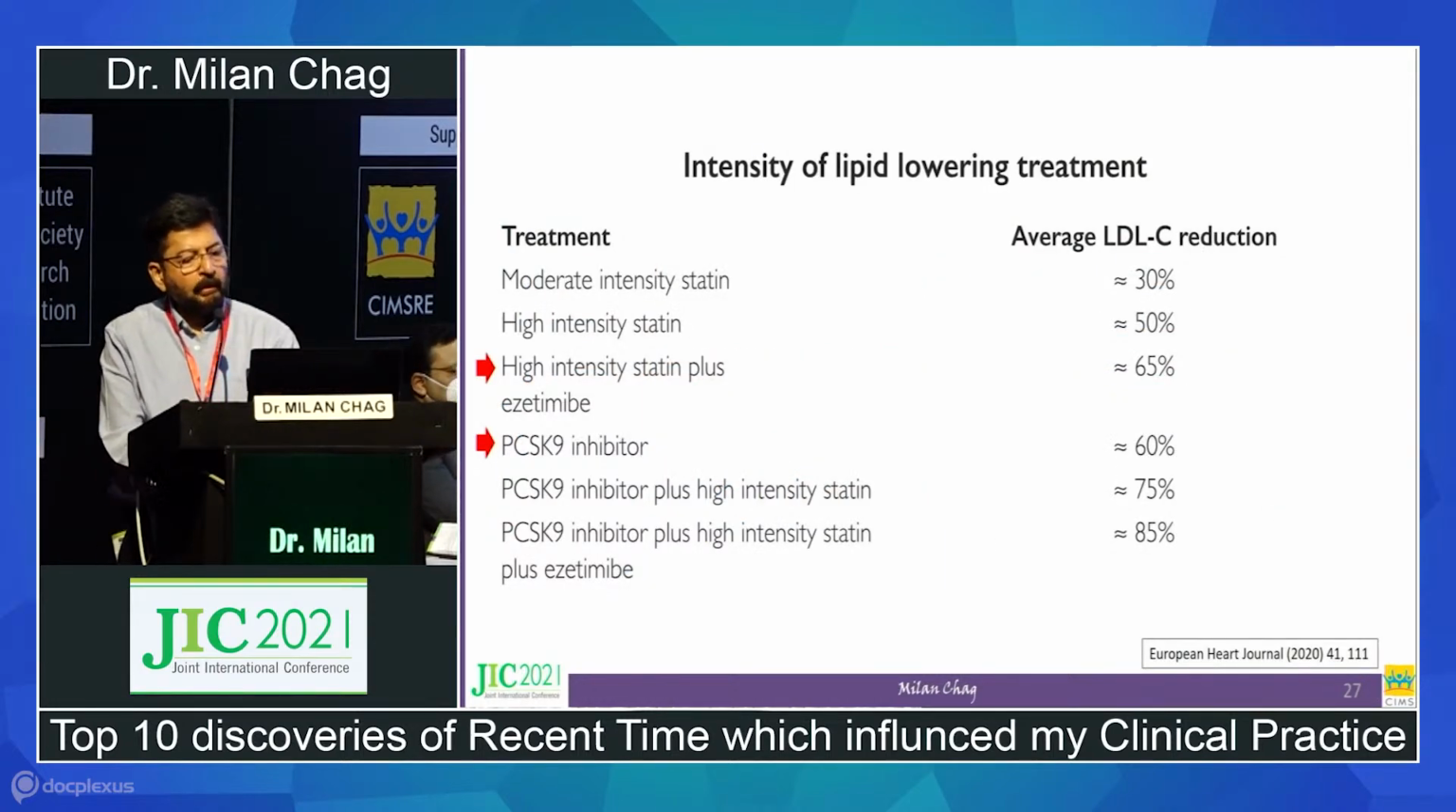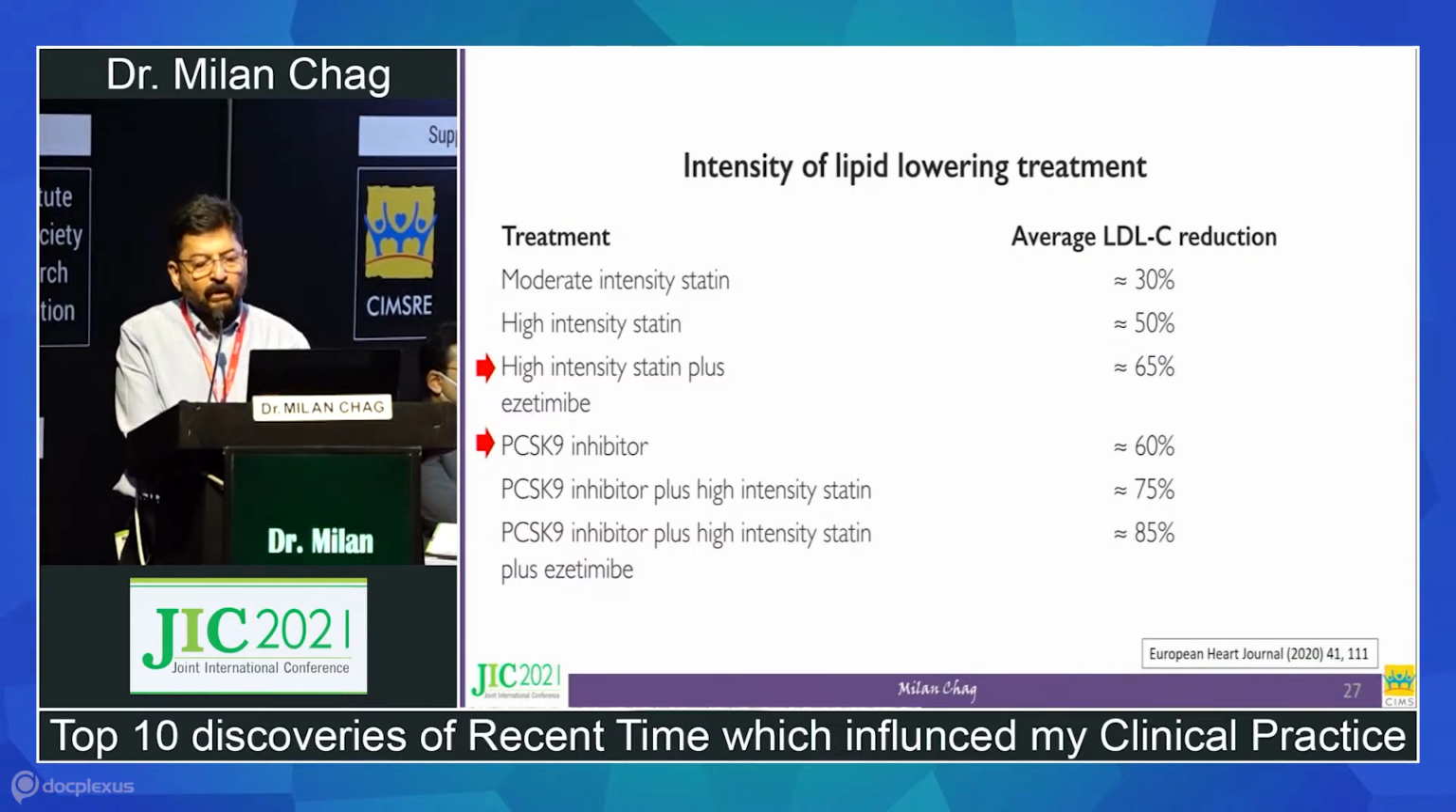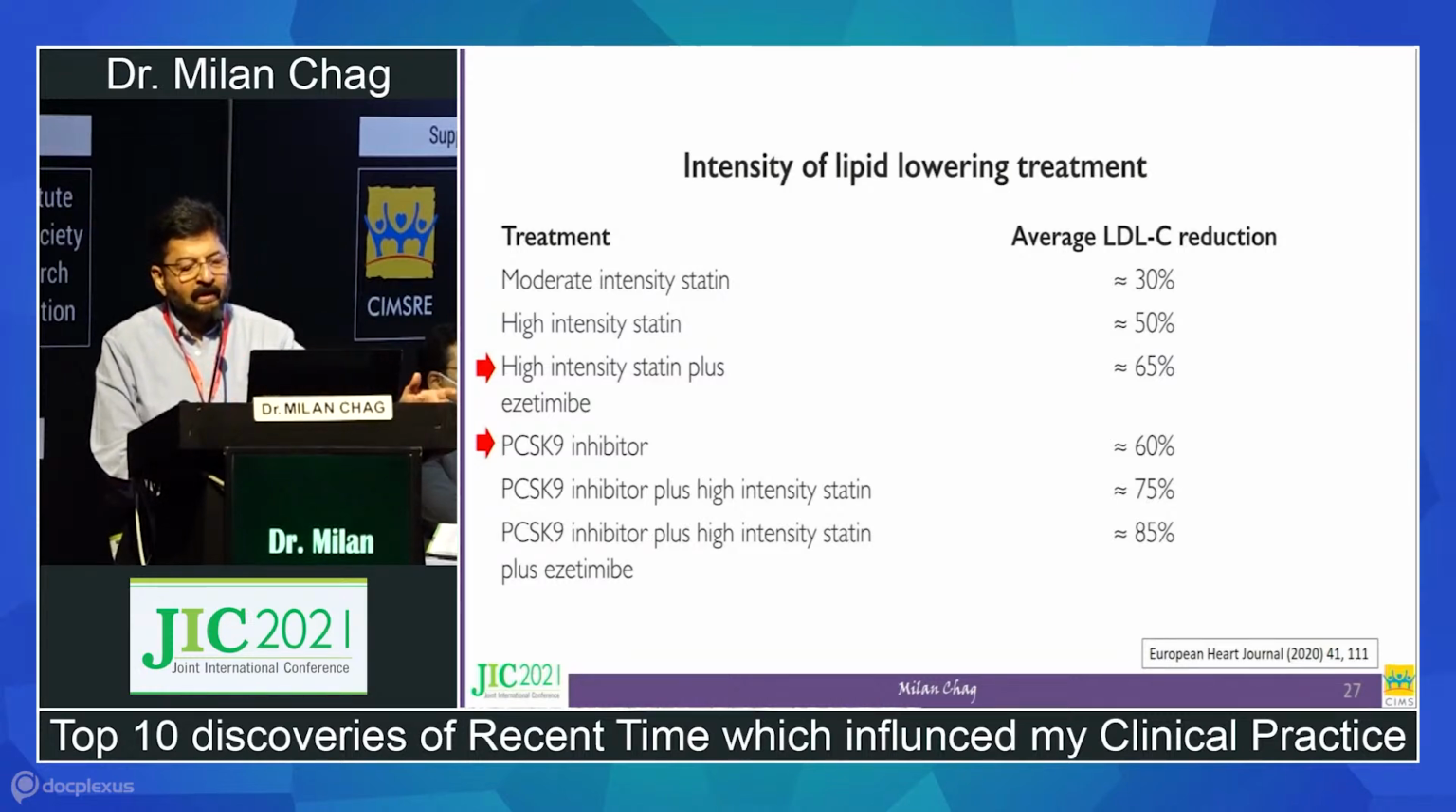And what is the intensity of lipid lowering with various molecules available? High intensity statin can lower LDL by 50%. Addition of ezetimibe can lower the LDL up to 65%. The much marketed PCSK9 inhibitor reduces LDL by 60%, which is less than statin plus ezetimibe combined. So in my opinion, true statin intolerance is extremely rare.